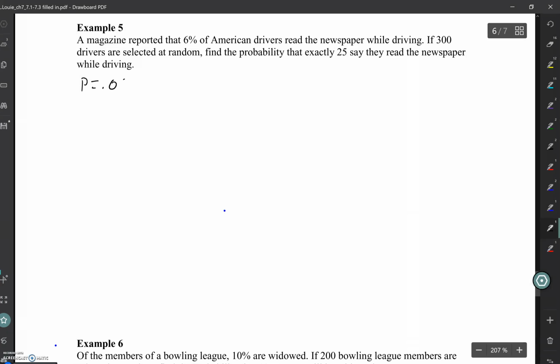P is 0.06. All right. And what else? Your X is 25 and your total is 300 for N. X is 25 and N is 300. So to go along with the steps I put above, step 1 is to check that I can actually do the normal. My check is N times P. So 300 times 0.06, what does that give me?